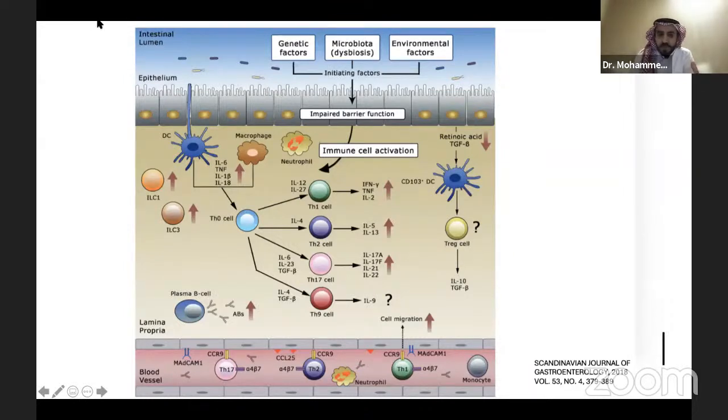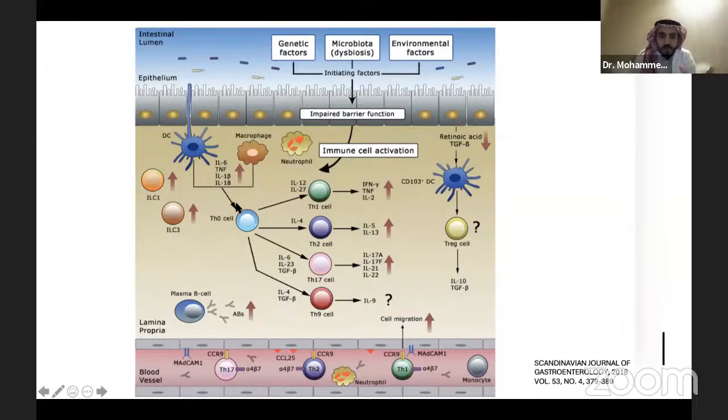As IBD models, you have the genetic factors. Some people have a tendency to develop autoimmunity in general and IBD in specific. Then you have the microbiota or dysbiosis, the alteration of your commensal bacteria, and then the environmental factors. When you have these initiating factors that lead to an impaired barrier function, you'll have an activation of your first line of immune response, the innate system. The most significant cells here are the DCs, the macrophages, and innate lymphoid cells, which have been heavily studied over the last decade. They secrete mainly pro-inflammatory cytokines, the main ones being IL-6 and TNF-alpha.